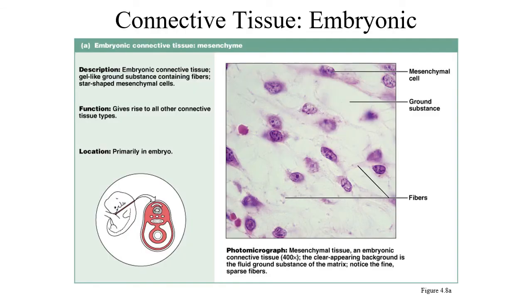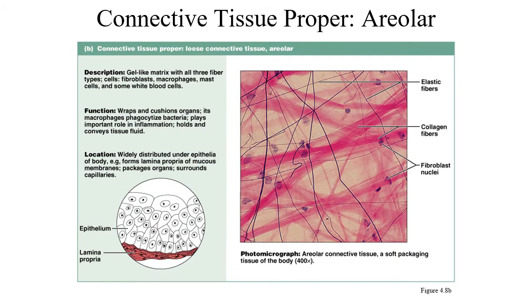So to look at our connective tissues, all connective tissues begin as mesenchyme. All connective tissues in the embryo start out as mesenchyme, or embryonic mesenchyme. This is the precursor to all of our other connective tissues.